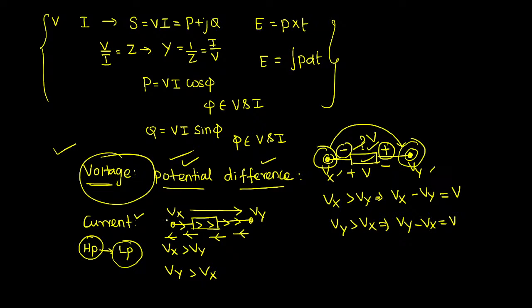Now, I hope you got the idea how to find out the direction of the current, how to find out the voltage with the correct polarity. Polarity is very important in our electrical circuits. If you make a small mistake in polarity, definitely it will affect you. Okay, that is the next thing that you have to observe.